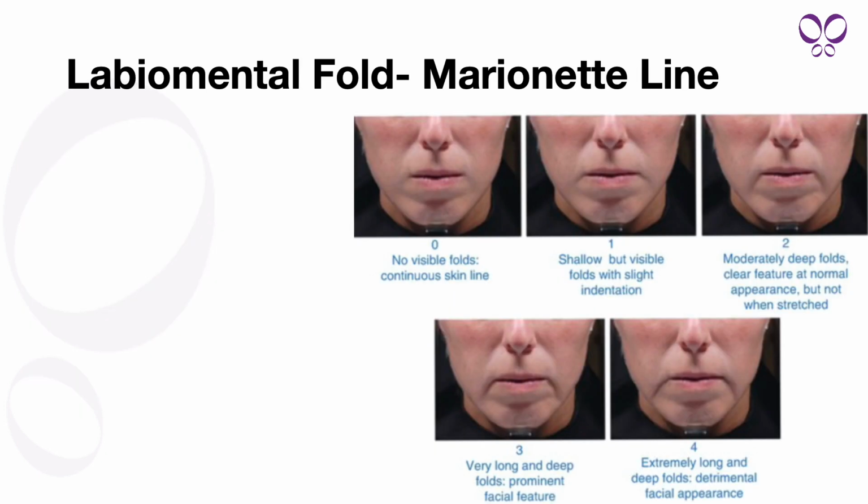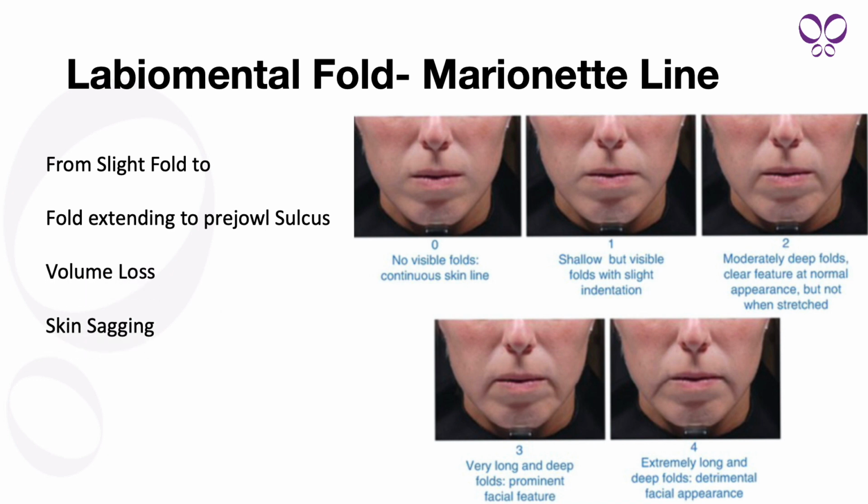The labiomental fold or the marionette line is a bit more challenging to correct with fillers, and again, if you grade them, they can be mild, which is just a visible fold or indentation at the modiolus or downturned angle of mouth, and it gets deeper and extends almost down to the prejowl area. So from slight fold to fold extending to the prejowl sulcus. Again, it is a combination of volume loss, and the volume loss is more medially here in the chin area or the periorbicularis area, and skin sagging in the lower face.